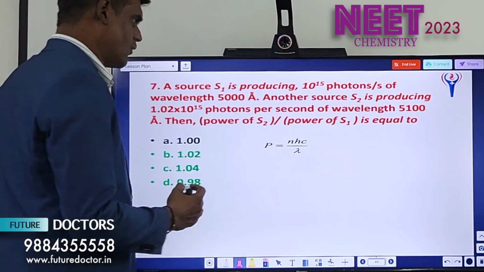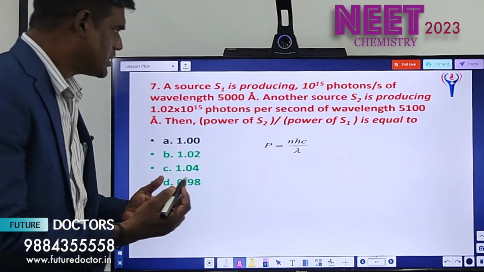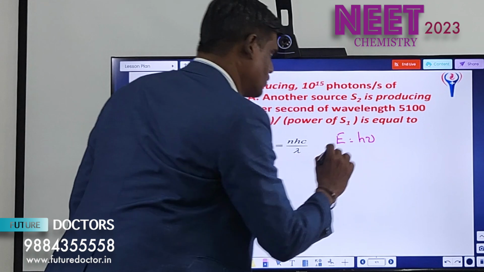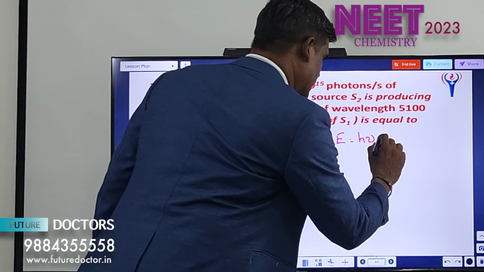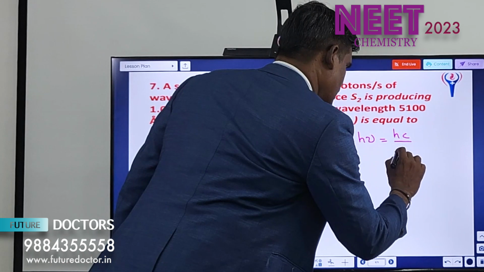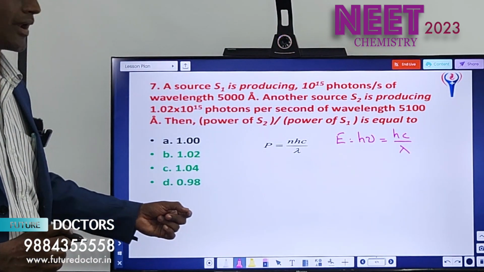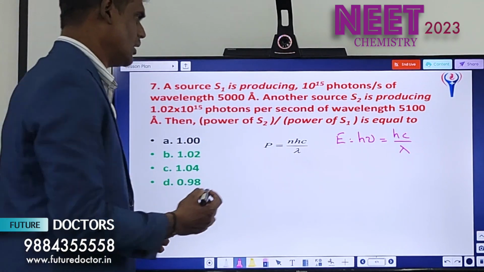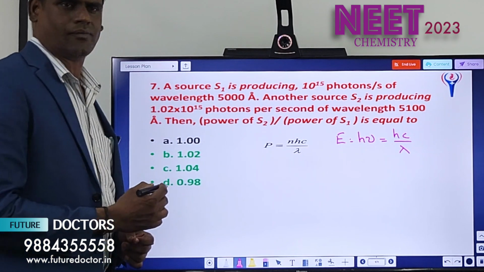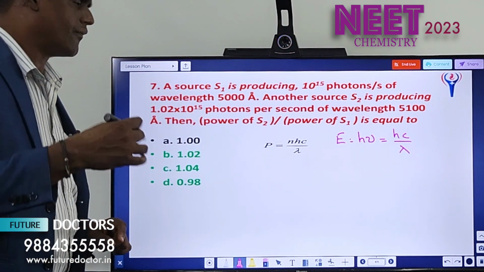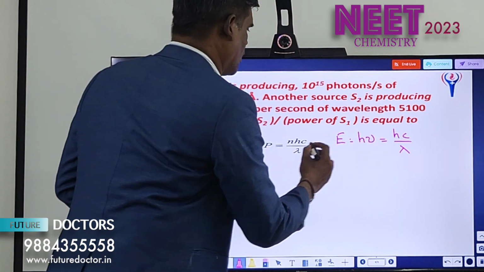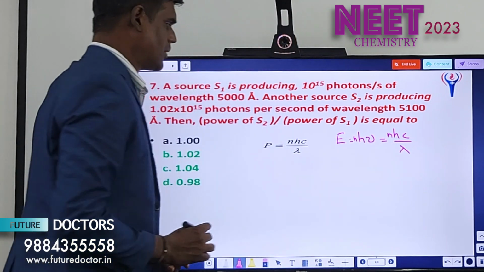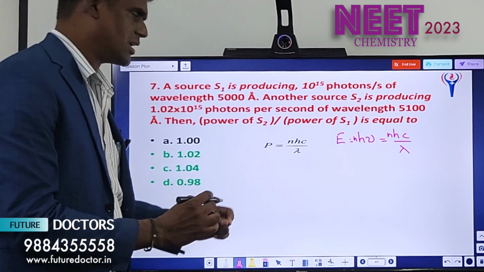What's the formula? We know the formula already. E equal to h nu. That is the basic formula. Nu equal to c by lambda, then E equal to hc by lambda. And power equal to energy by time. Time is 1 second, unit time. Then power equal to hc by lambda, and this is for one photon. If n number of photons, then n h nu or nhc by lambda. So power P equal to nhc by lambda.